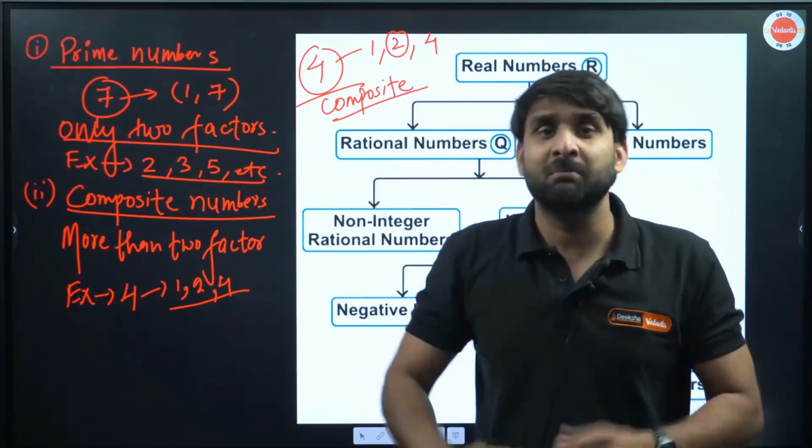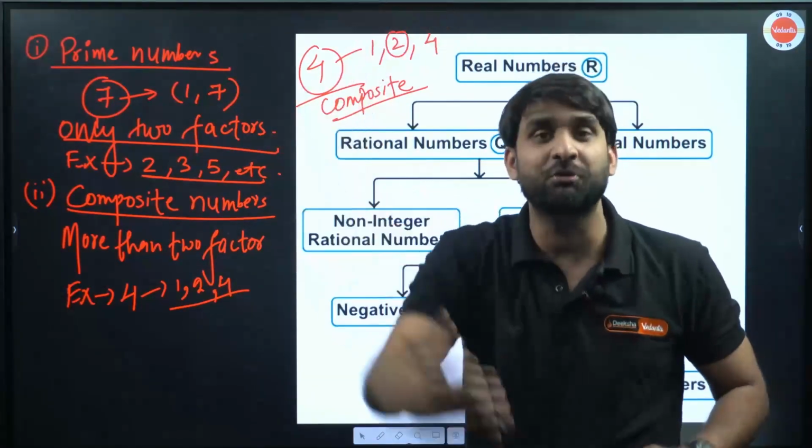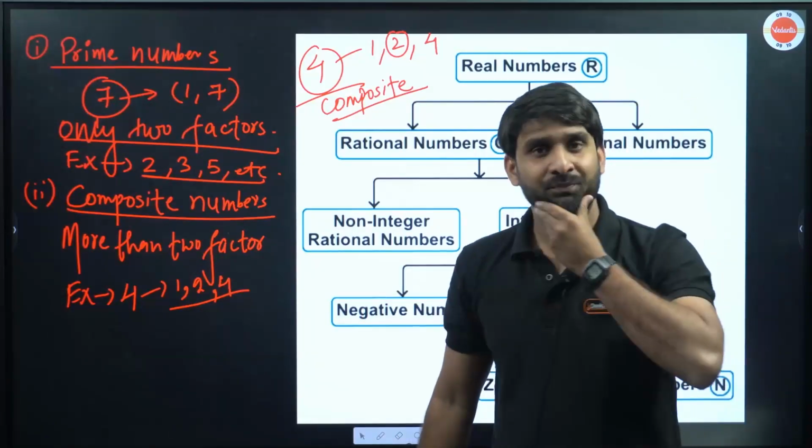Which is the first prime number? 2 is the first prime number. Which is the first composite number? 4 is the first composite number. Are you getting my point?